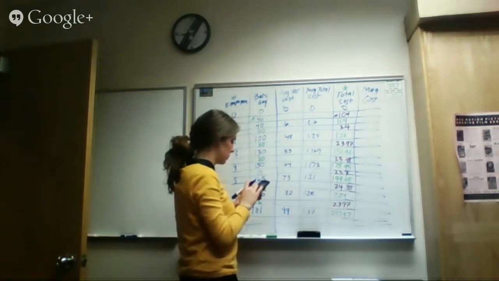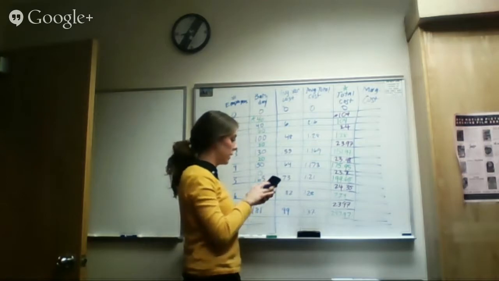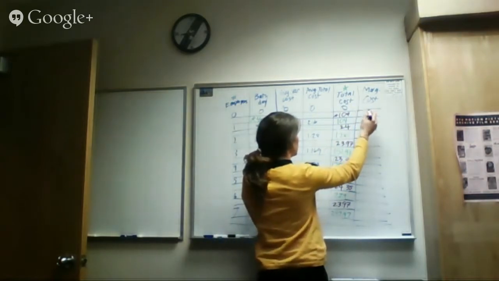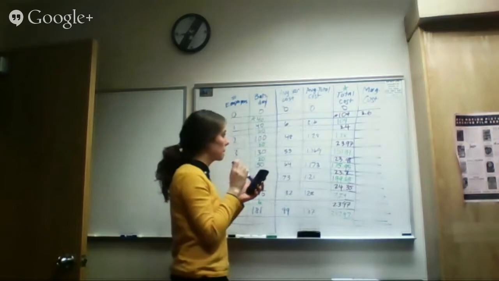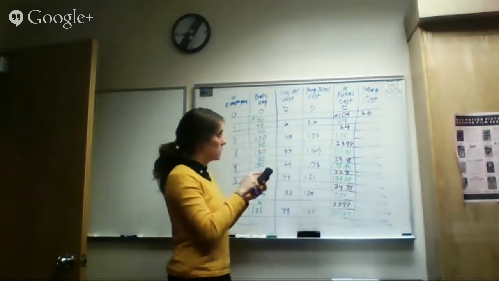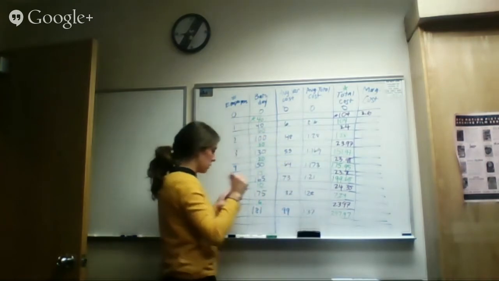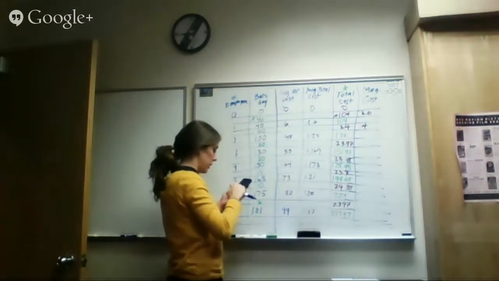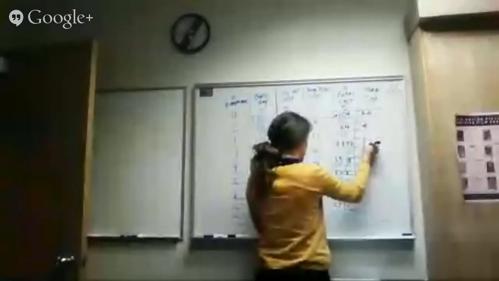So 104 divided by 40. So here it's going to be 2.6. Here it's going to be 24 divided by 60. So that's 0.4. 23.97 divided by 30. So that's about 0.8.